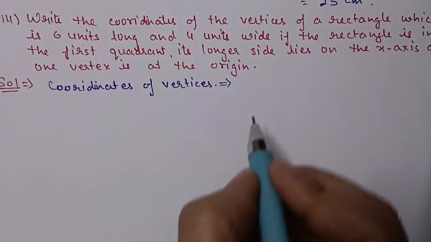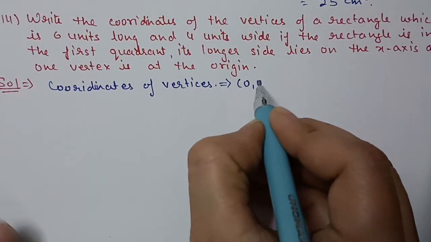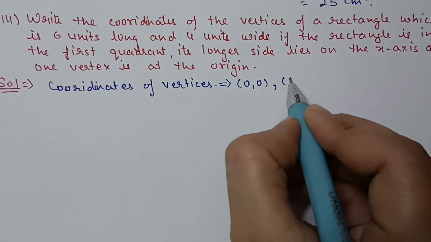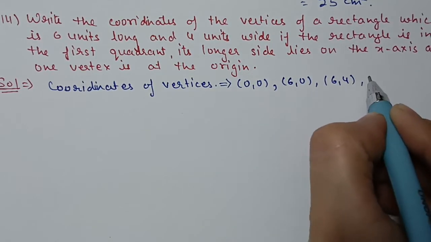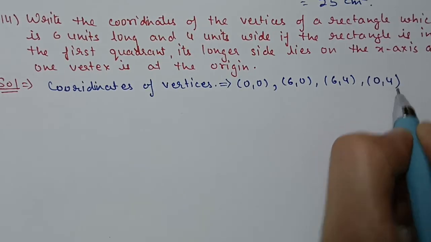So vertices are, first we got (0, 0). Second we got (6, 0). Then (6, 4) and (0, 4).